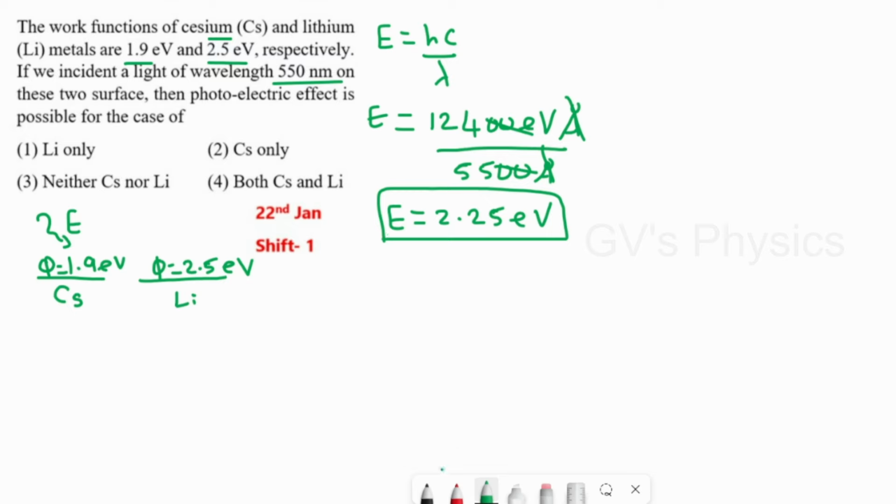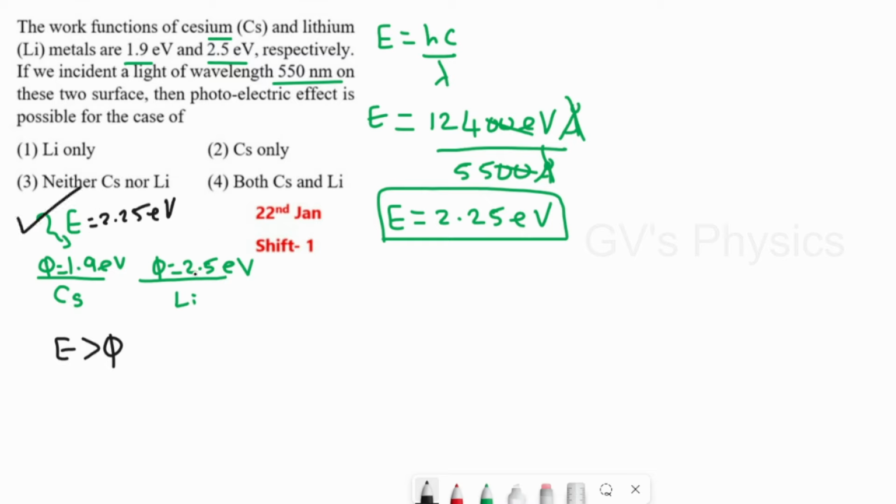Fine. So we have a condition in photoelectric emission: the energy has to be greater than the work function. So we'll see the first metal. In the case of cesium, the energy is 2.25 electron volt and the work function is 1.9. So the work function is less and the energy of the incident photon is more. Here the photoelectric emission will take place.